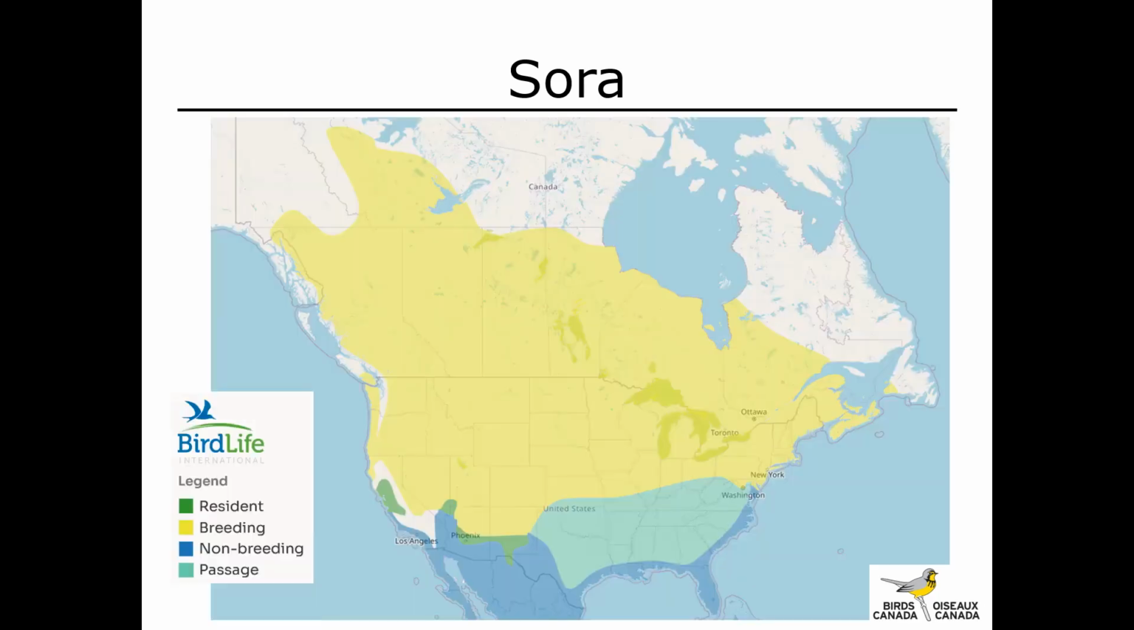That is the Sora, and it's another one with a fairly wide distribution. I've done a lot of surveys in southern Ontario for marsh birds, and Sora are far more common out west than I ever found them to be in the east, but they do occur there.